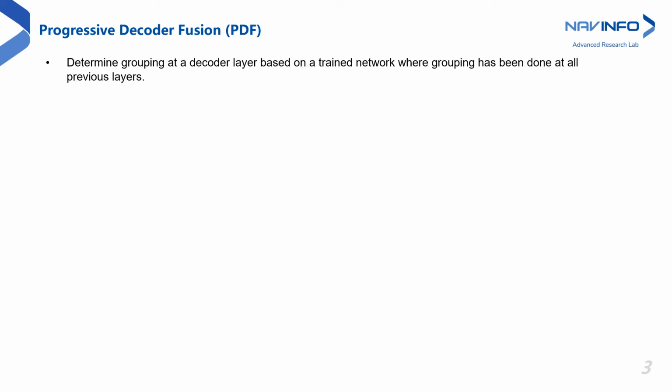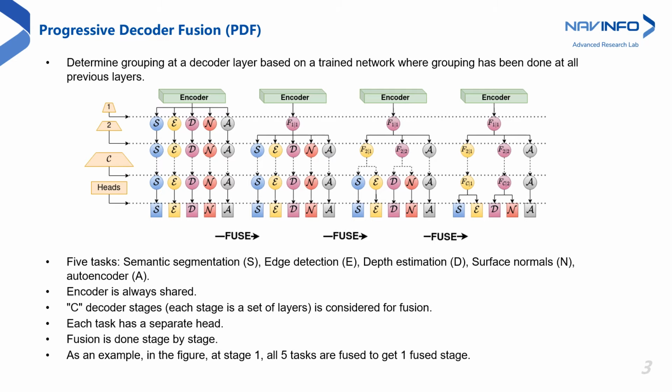In progressive decoder fusion, grouping at a decoder layer is done based on a trained network where grouping has been done at all previous layers. We consider 5 different tasks, namely semantic segmentation, edge detection, depth estimation, surface normals, and autoencoder. We assume that the encoder is always shared among all tasks. C represents the number of decoder stages where a stage is a set of layers. We consider these C locations for fusion. After the decoder, each task always has its own head.